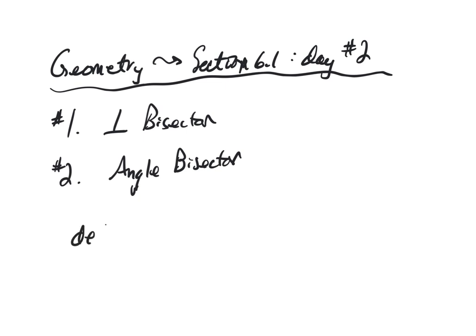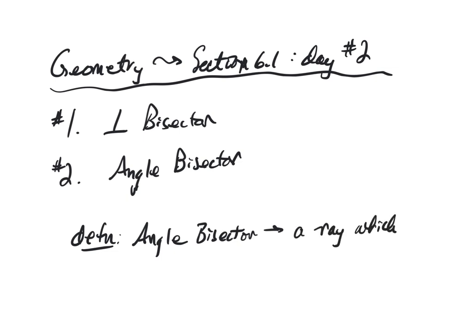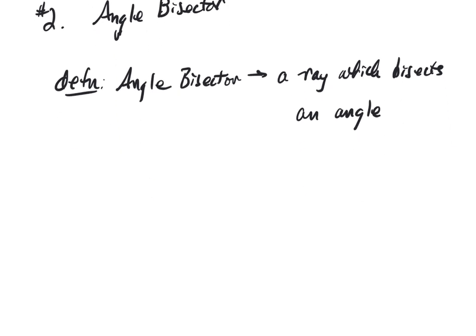So we'll start off with a simple definition that you've seen before. We've had this one, but just for a second time, right? An angle bisector is going to be a ray which bisects, cuts into two equal pieces, an angle. Okay? And so I can draw you a quick picture of this because it's very easy.